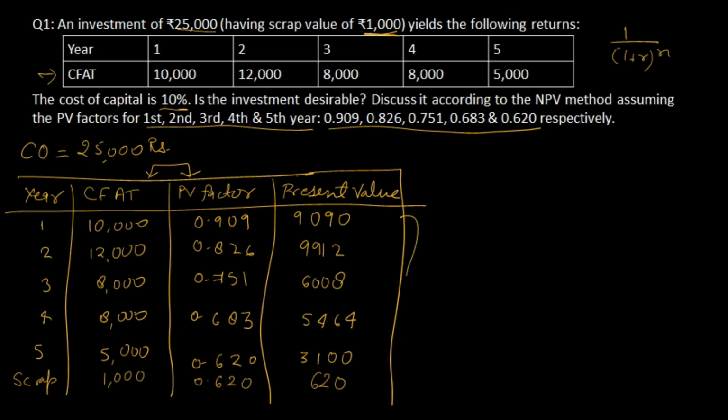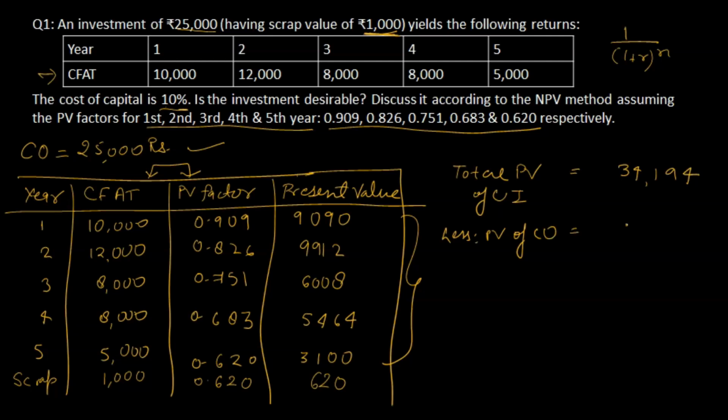Now just add all these present values. So total present value of cash inflow equals, when you add all these present values, 5 years and then the last 6 years, you will get 34,194. And our initial investment was this, which means it is the present value of cash outflow. So less present value of cash outflow, it is 25,000. So what amount do we get? 9194. So here we are getting a positive NPV.